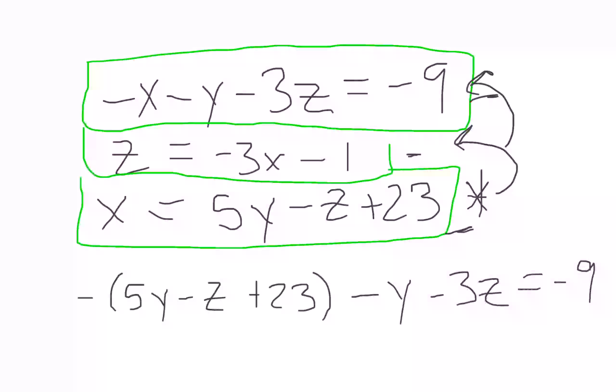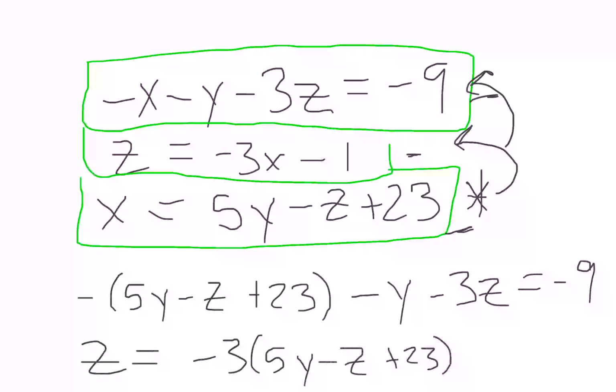Since I took that and just plugged it into the top one, then I'm going to take the x and plug it into z. So I would have z equals negative 3 times 5y minus z plus 23 minus y, not minus y, started going into the last equation, minus 1. So let me just erase that really quick. Minus 1. And so those are the two equations that I get, and see how I have no x's left?